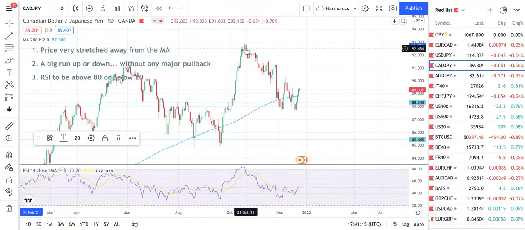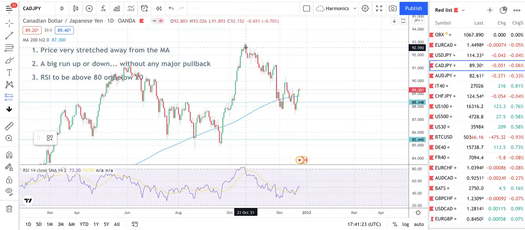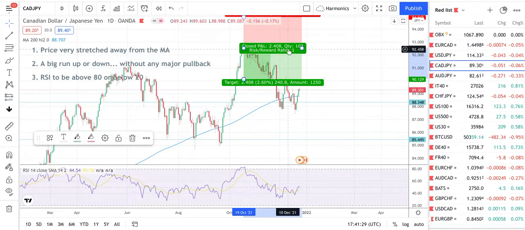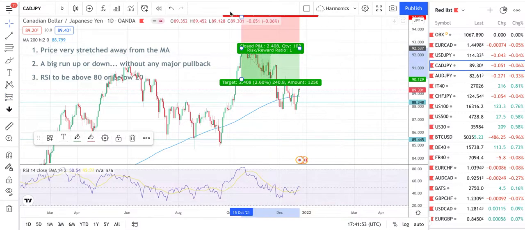So based on these 3, I would normally look to enter the trade on short somewhere around here, because this area is where I see that the price has had a huge run up, is very far away from the 200 moving average, and it is above the RSI of 80. This is where I would look to get into the position. So my position is going to be somewhere around here. I will enter a sell trade.